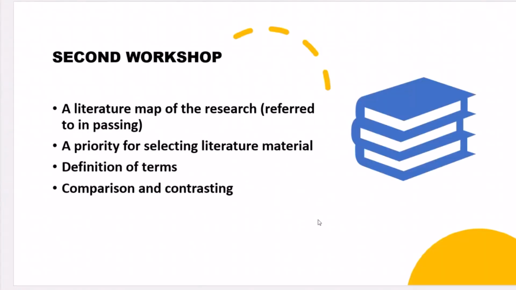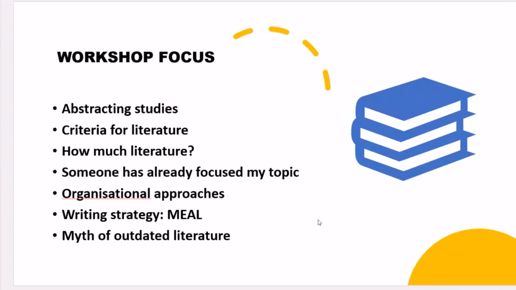Then the second workshop, which was last Thursday, the focus was on literature review map of the research, a priority for selecting literature material, definition of terms, and comparison and contrasting. Now, today, I think we were left with three aspects: number one and number two, as well as the last one.